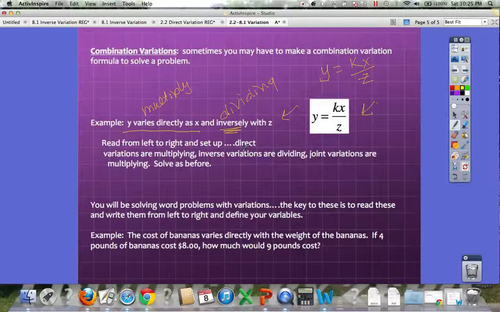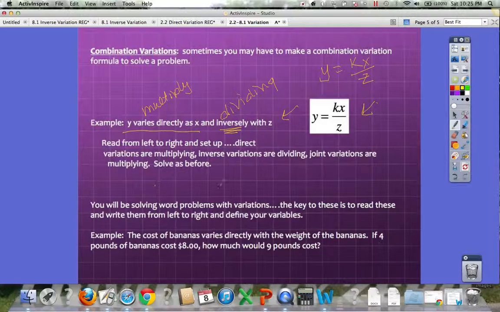You'll also be solving word problems with variations. The key to these is to read these and write these from left to right and define your variables. It is extremely important that you read left to right. You may not use a y or x. You may want to use some other letters. As long as you solve it and set it up left to right just like you would, you can even write your variation formulas and then change your letters if that's what you need to do.